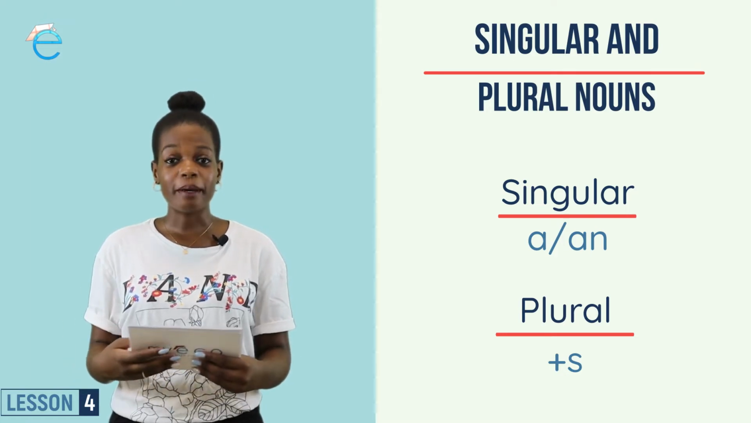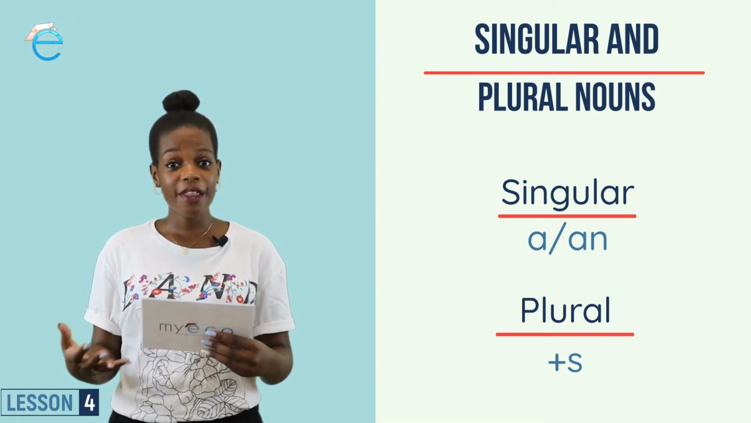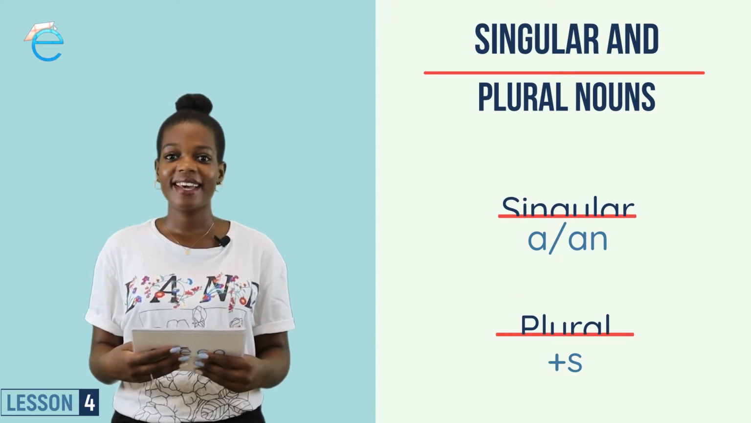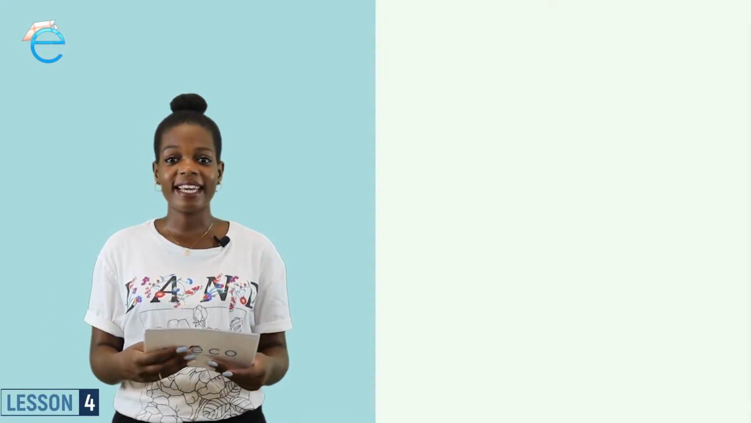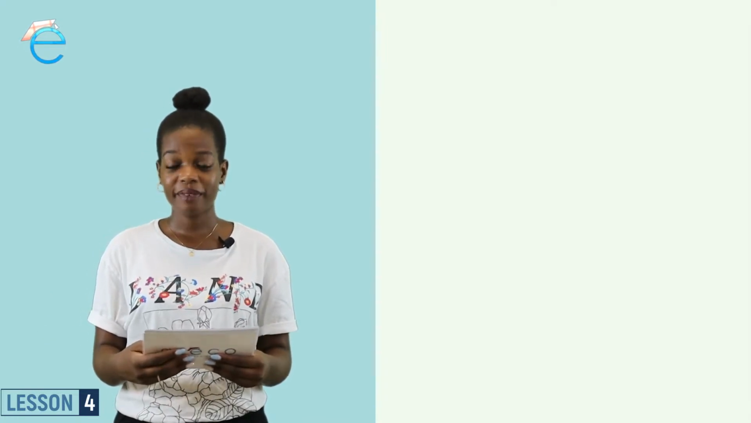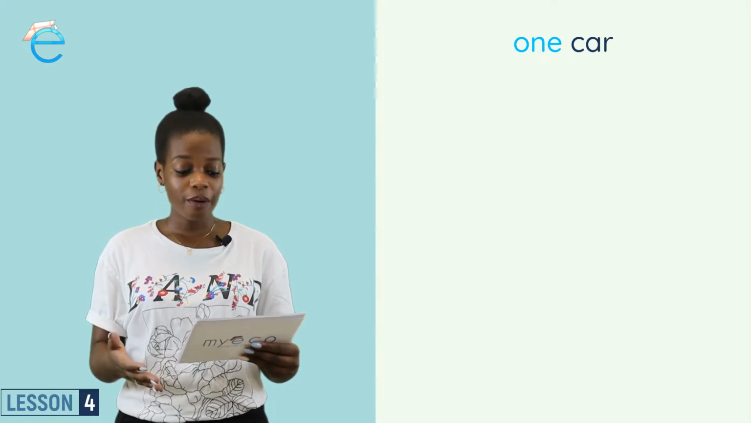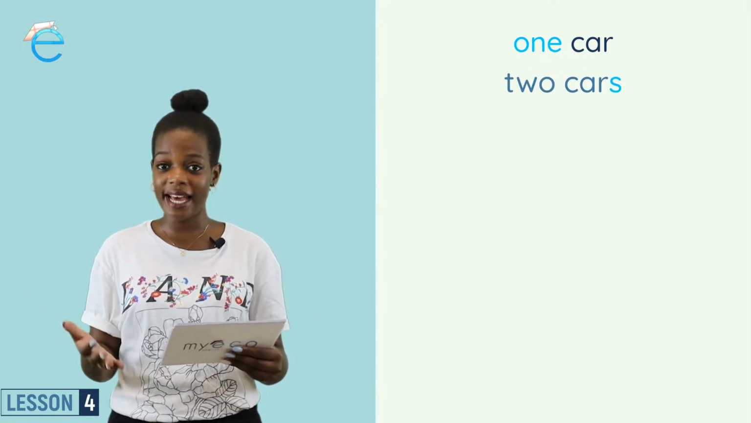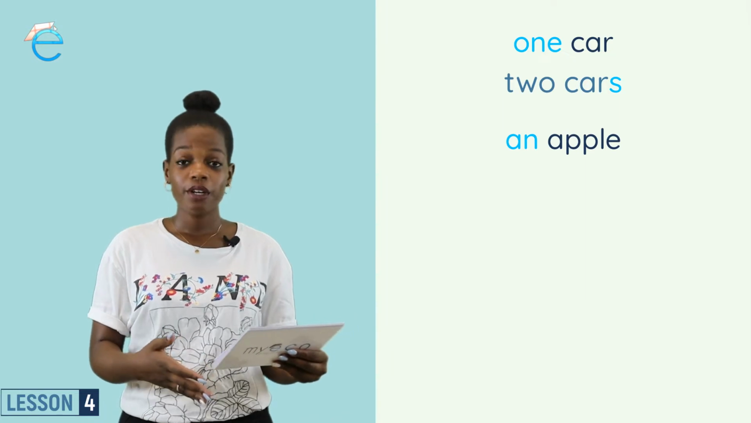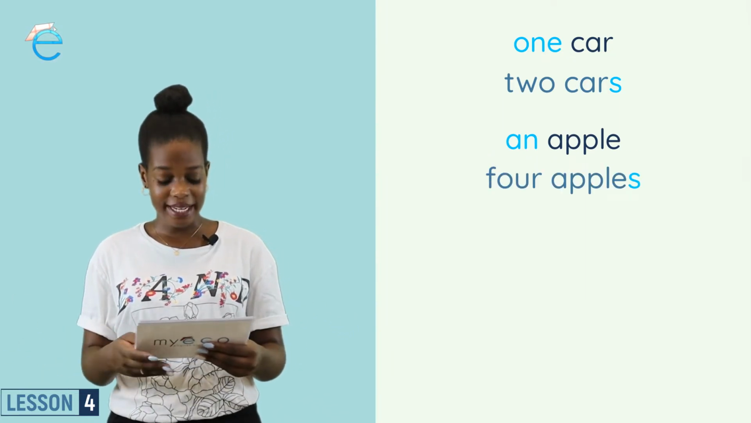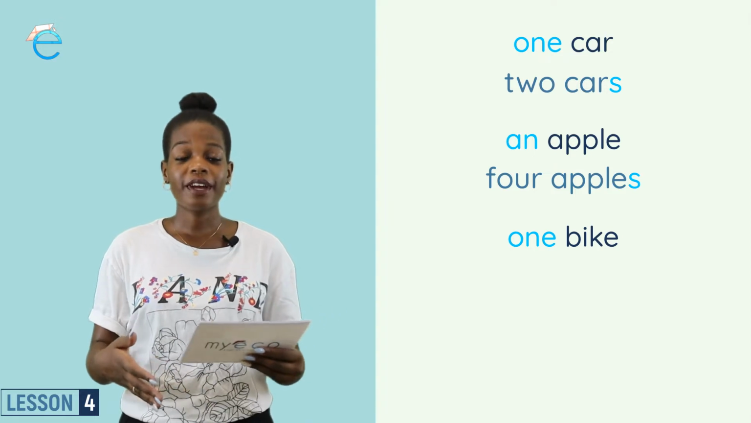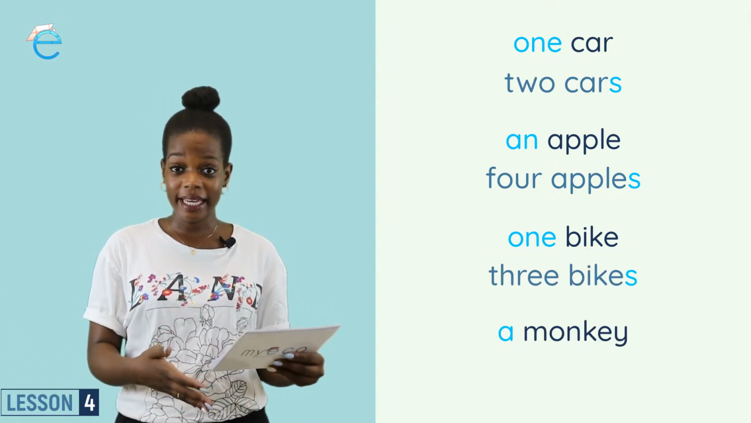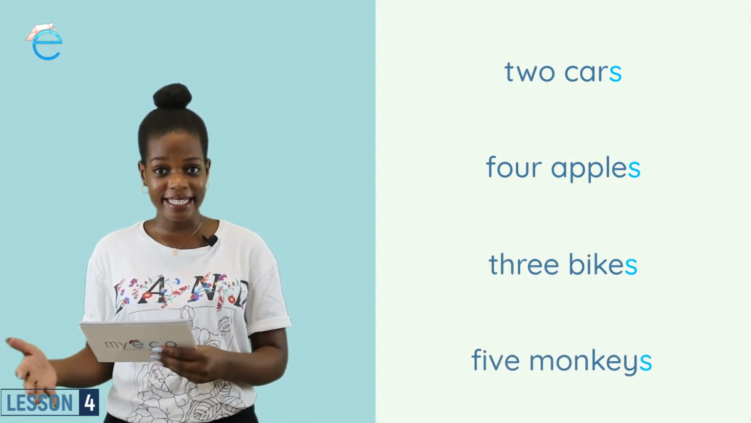When it comes to making plural nouns, there are some other rules that we should know. Let's have a look. We already know the basic rule of adding s to the end of my noun. For example, in singular form, we have one car, and in plural form, two cars with an s. An apple, four apples with an s. One bike, three bikes. A monkey, five monkeys.